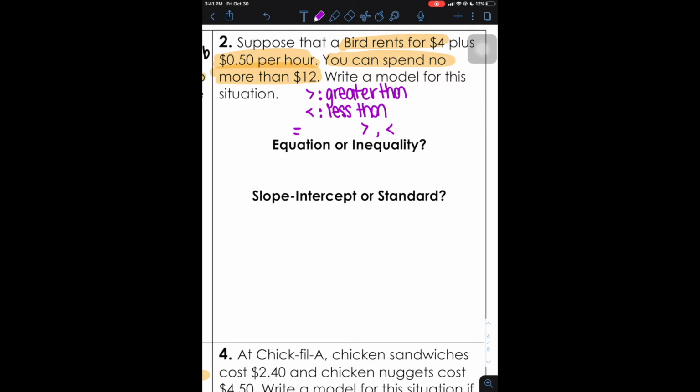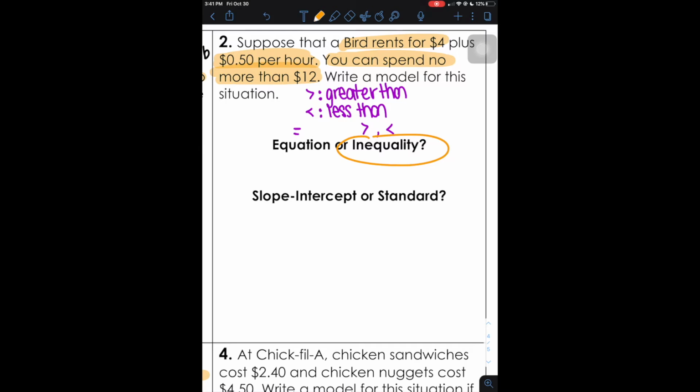So does it say that we need to spend exactly $12, or does it say we need to spend more than or less than, or no more than or no less than 12? Yes, I'm acting like y'all are responding, but yes, no more than 12 signals to us that this is going to be an inequality. Those are the terms that we should look for to highlight to us that it's going to be an inequality. So I'm going to go ahead and circle that.